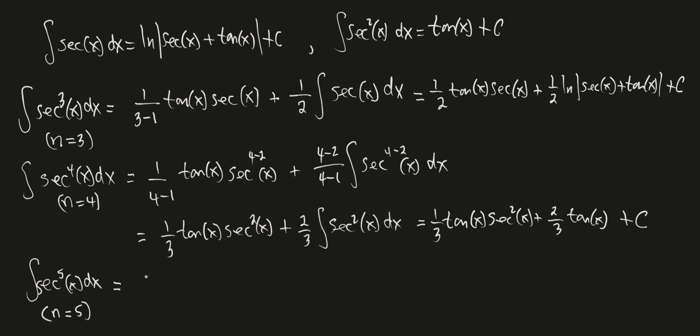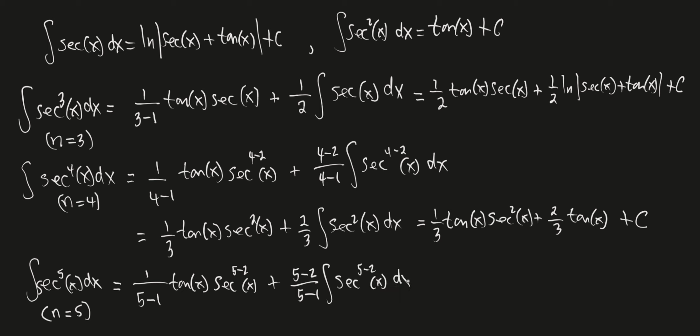So let's see if we can do it by memory. Basically, we can look at this part of it and see the pattern. So it's 1 over 5 minus 1 times the tangent of x times the secant of x to the 5 minus 2 power, and then plus 5 minus 2 over 5 minus 1 times the integral of secant to the 5 minus 2 power with respect to x, right?